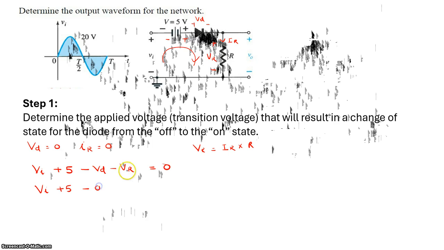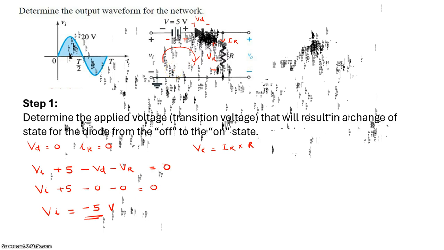This is 0. This is also equal to 0 as current IR is equal to 0. So what is your VI? VI should be equal to minus 5 volt. So at minus 5 volt of your input voltage, your diode is going to change its state.